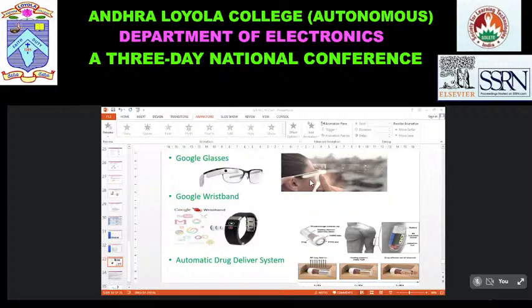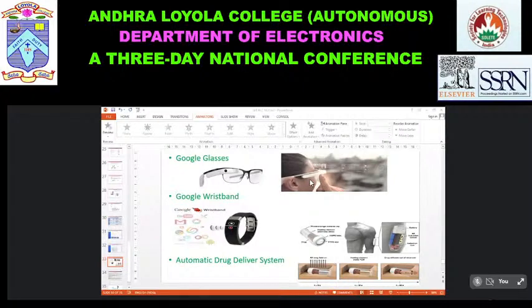Now, the automatic drug delivery system. If you take any sugar patient, periodically they need to take some medicine. Sometimes they will forget taking the medicine. Now, if you design a system connected with IoT, and if you program it, periodically and automatically it will insert the drug into the body.